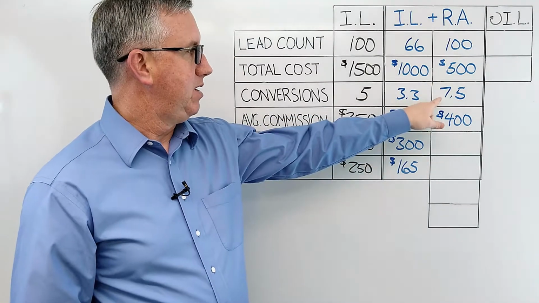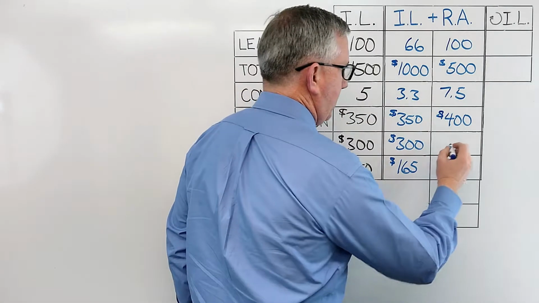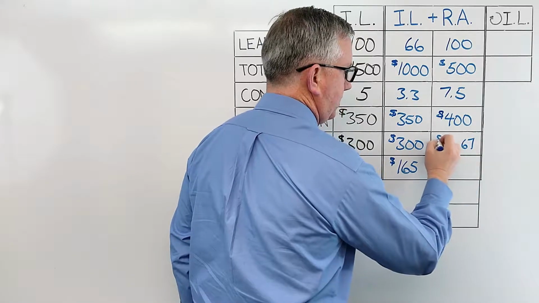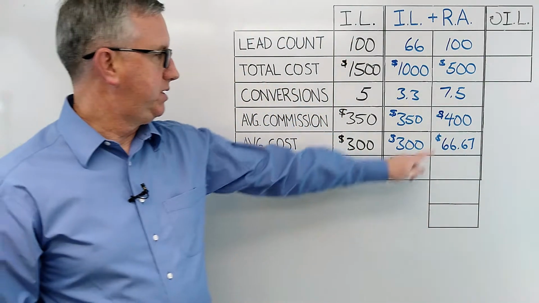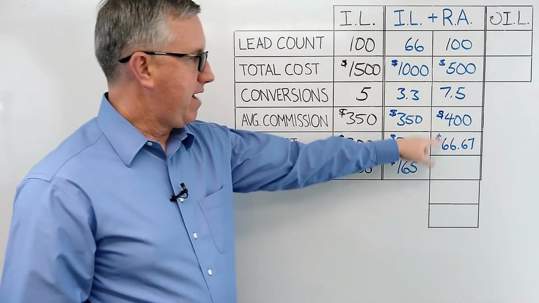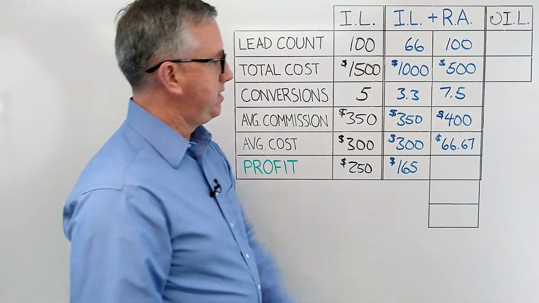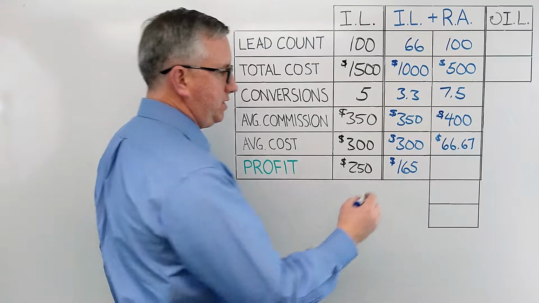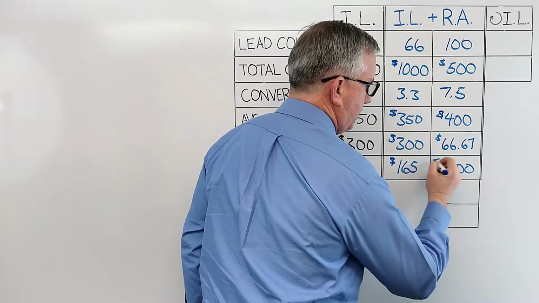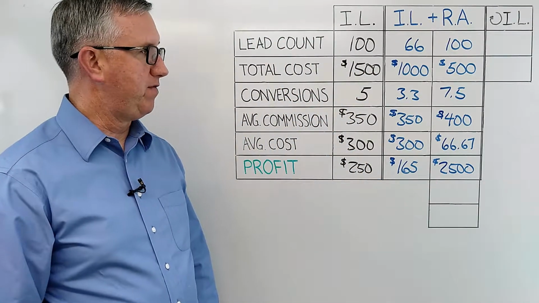You divide that by 7.5 conversions, and what you end up with is an average cost of $66.67. So you can see the commission minus the cost is really high. You take this average commission, which is $300 and some odd dollars, multiply it times 7.5 conversions, and here you're ending up with $2,500 in profit. That's your total profit from this activity.